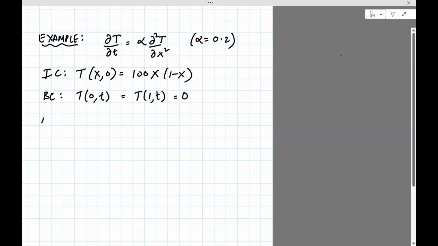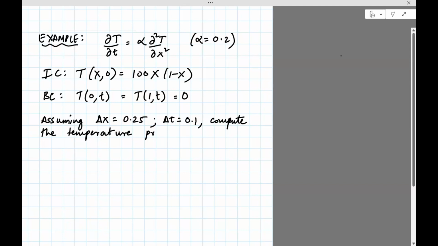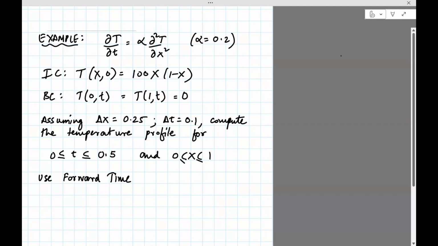Okay, and so the question is, assuming delta x is 0.25, delta t is 0.1, compute the temperature profile for time from 0 to 0.5 and space from 0 to 1. Use forward time central space.